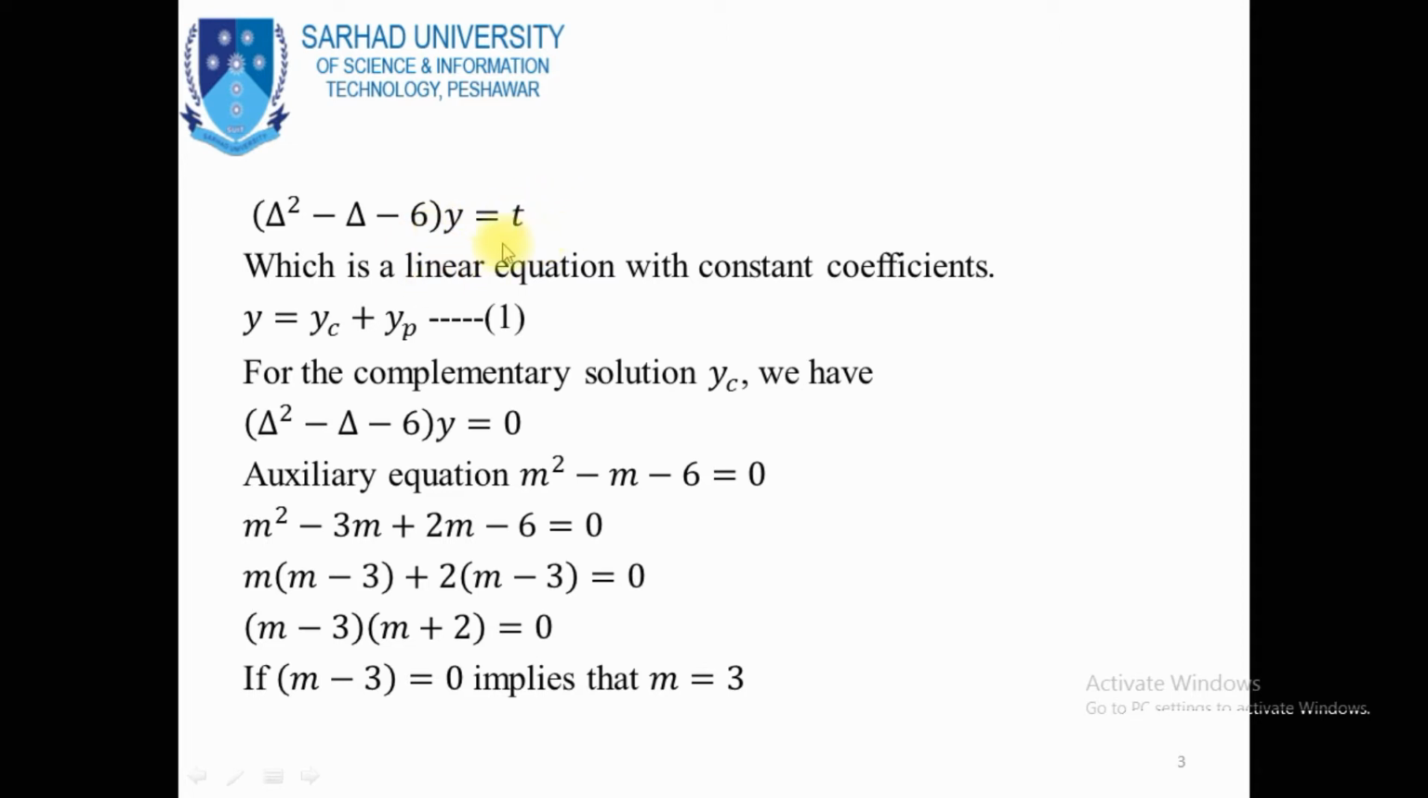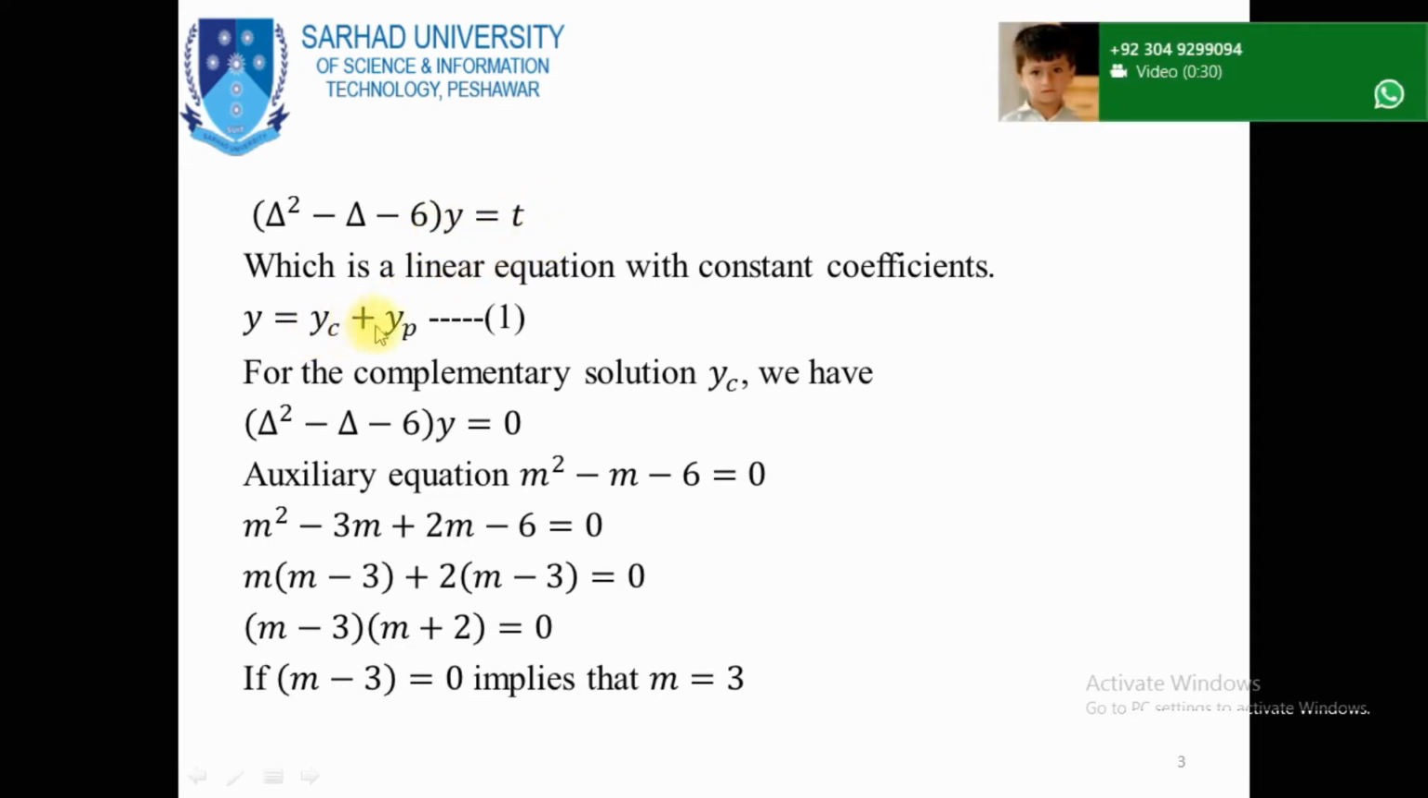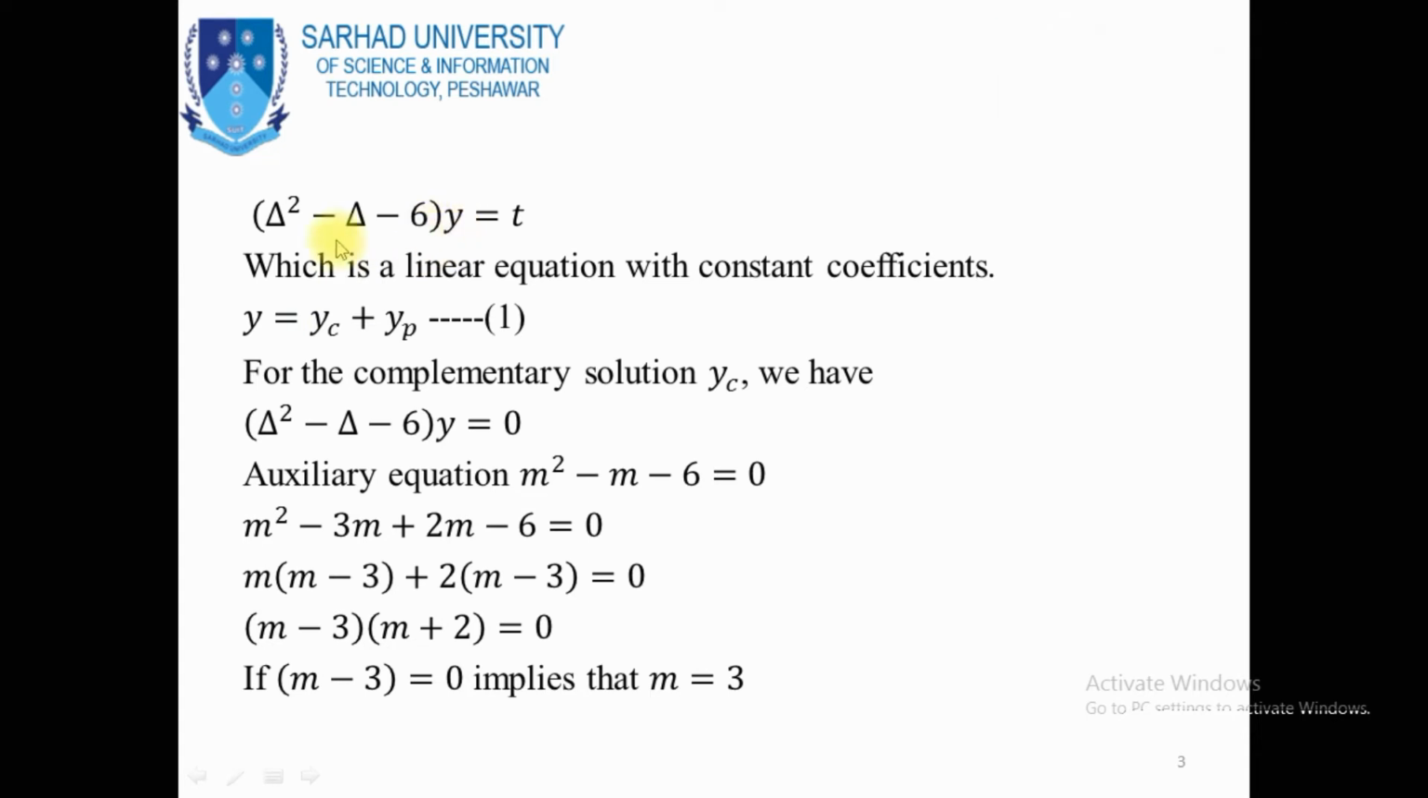This equation has two solutions, the complementary solution and the particular solution. First of all, to find the complementary solution, we take the homogeneous part, del square minus del minus 6 into y is equal to 0. Now this homogeneous equation has two solutions. One is the trivial solution, y is equal to 0, and for the non-trivial solution we consider the auxiliary equation m square minus m minus 6 is equal to 0.